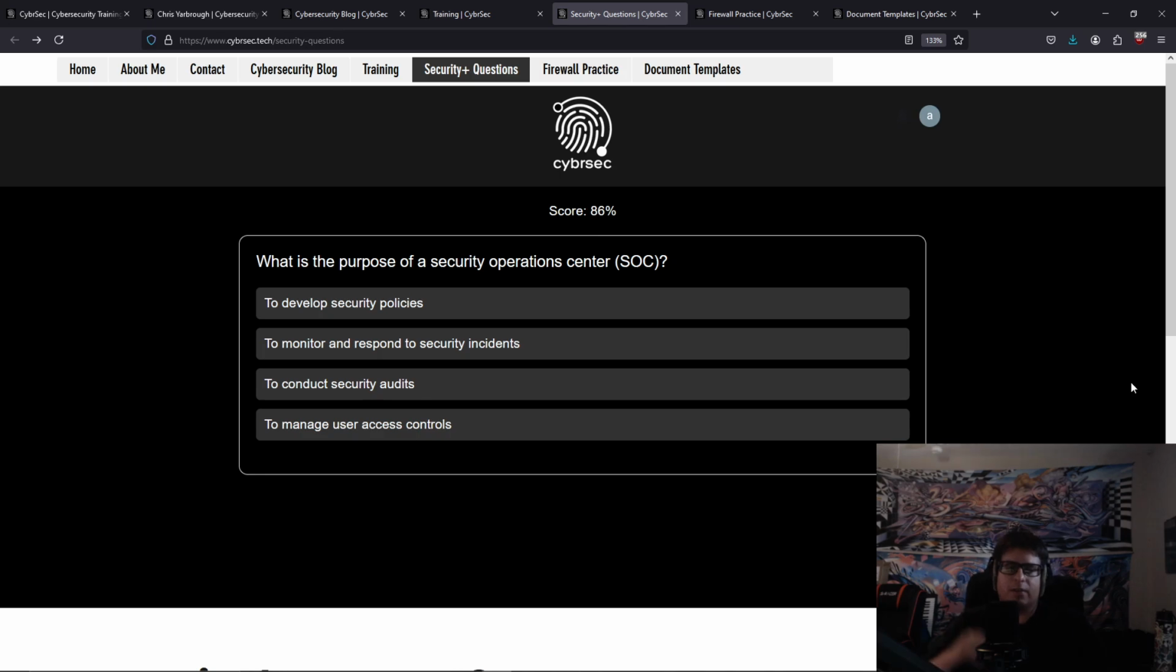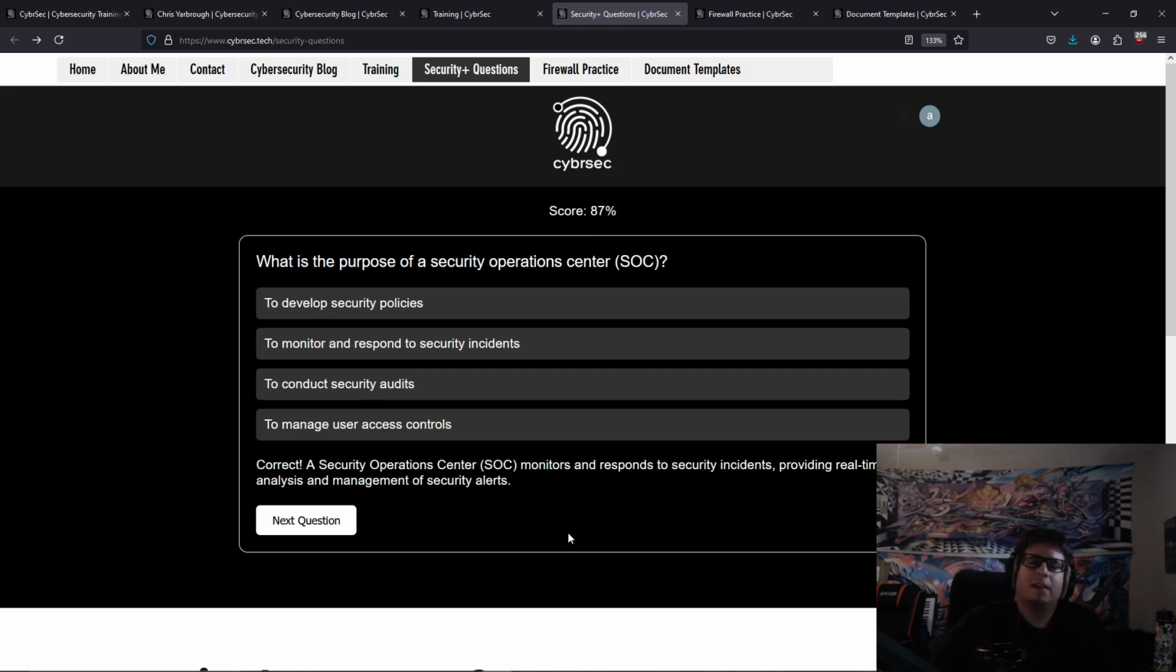What is the purpose of a Security Operations Center? To develop security policies, monitor and respond to incidents, to conduct security audits, to manage user access control. I'm guessing it's to monitor and respond. Or that. One of these two. This is a good one. Yay. A SOC monitors and responds to security incidents, providing real-time analysis and management of security alerts.